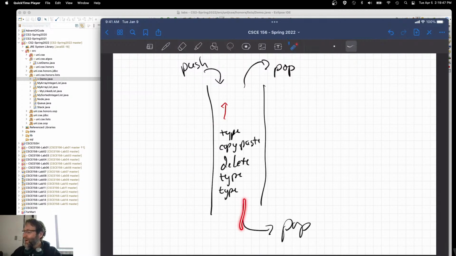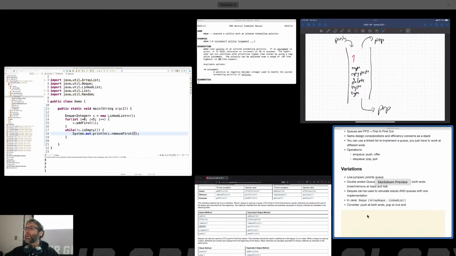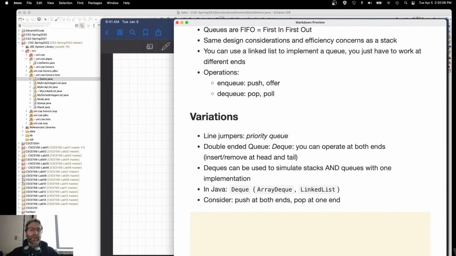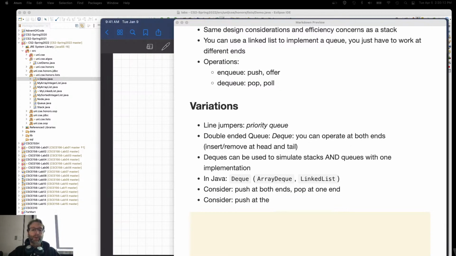Why would you care about popping things off the bottom? Space considerations. This is a bounded deck, and say that we only keep the last 10 actions that you did, and then the oldest fall off first. That sounds like an LRU cache to me. So another consideration: push at one end, pop at both ends.